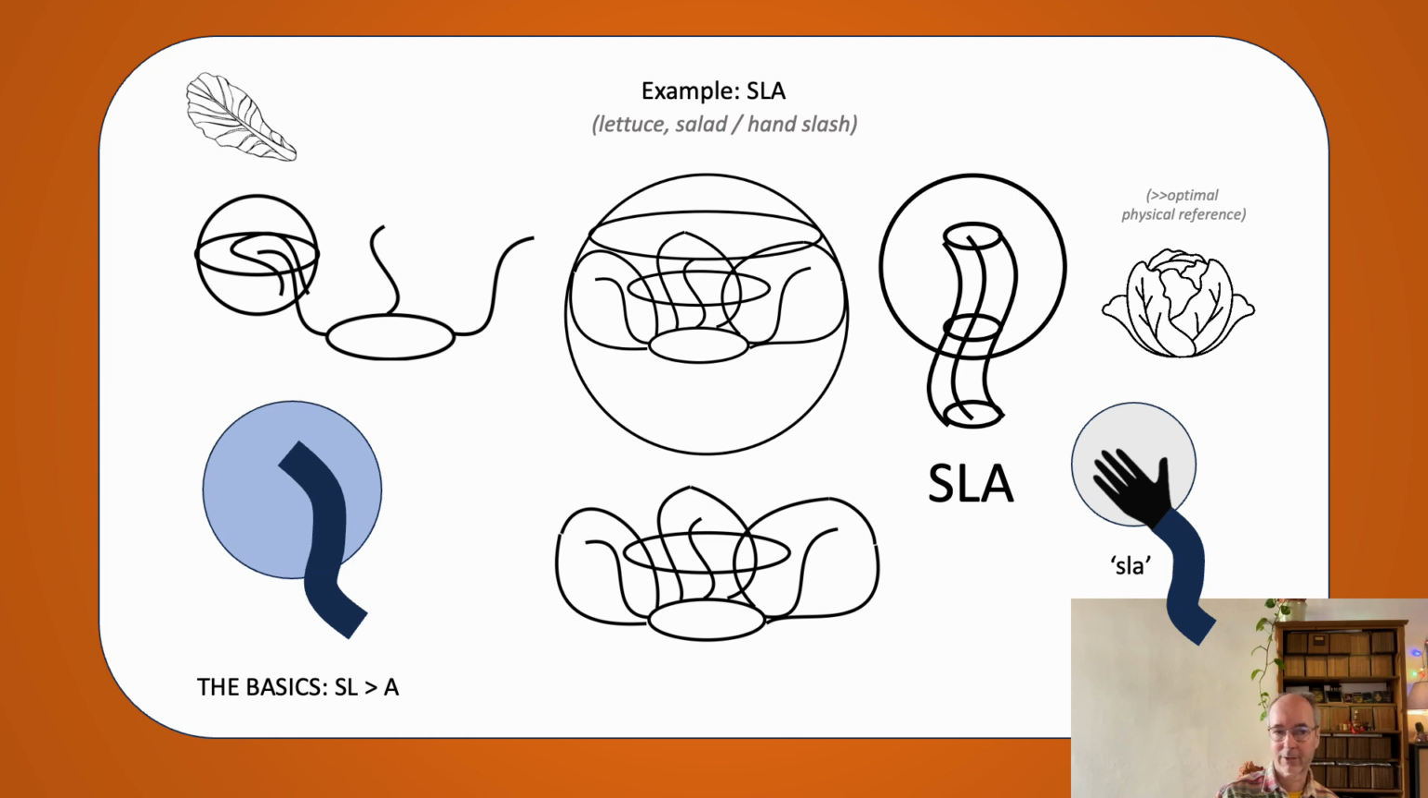The other associations that you have with SLA, I just took this frame for that reason. I checked the SLA. I couldn't find any image on the internet that was related with SLA as the hand slash and so on. I couldn't find it.